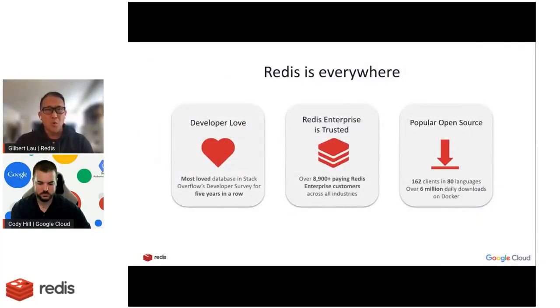Redis is the most loved NoSQL database in Stack Overflow developer survey for many years in a row. It is a trusted database solution with over 8,900 paying enterprise customers across all industries. It is extremely popular in open source community. It has over 6 million daily downloads on Docker. It has over 162 client libraries in 80 different languages. The momentum is unstoppable as real-time becomes the standard of engagement.